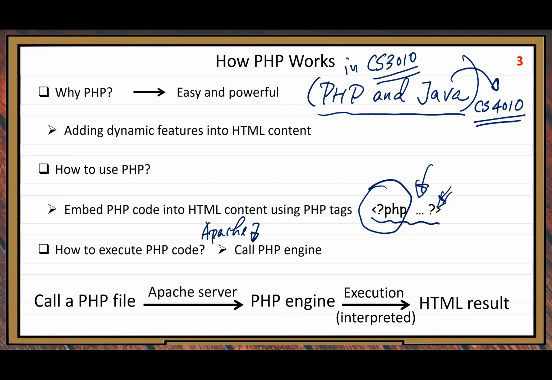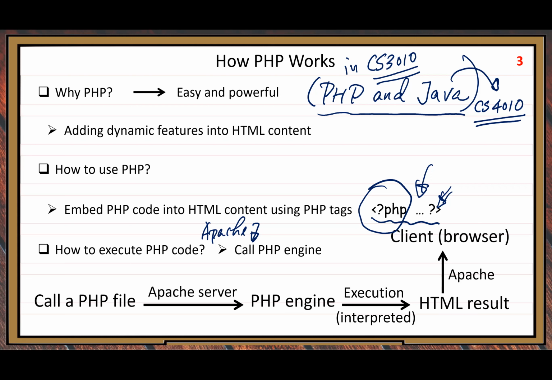For different applications, you can generate PDF, XML, Excel results. You can generate different output results. This class, we only need HTML results. And this HTML result is returned to the Apache server. The Apache server will receive this HTML result, then send it back to the client, the browser, for display.